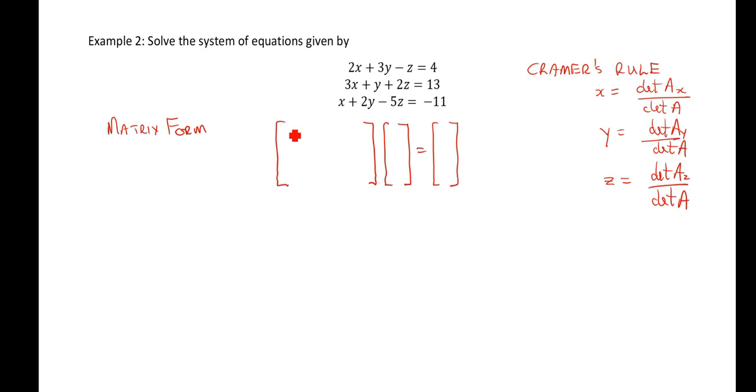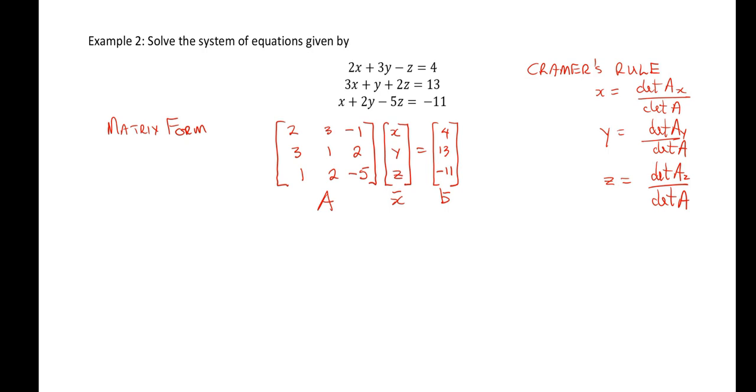What are the coefficients? 2, 3, minus 1, 3, 1, 2, 1, 2, minus 5. What are my variables? X, Y, Z. And my constant vector 4, 13, minus 11. There's my A, there's my unknown, and there's my constants.